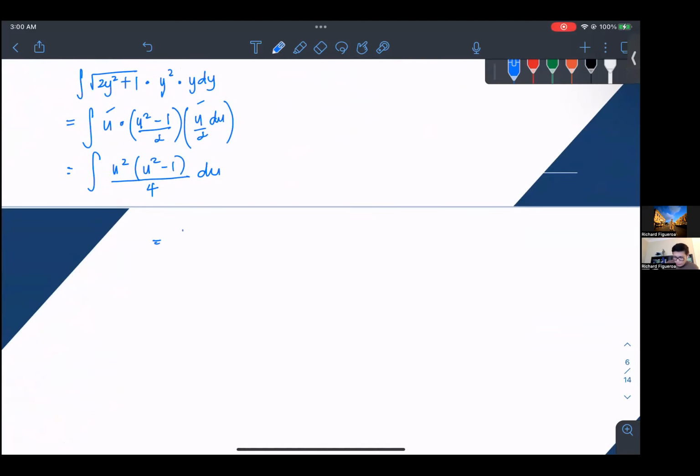So I can move out 1/4. Then the integral of u squared times u squared, that is u to the fourth minus u squared, du. So now we can integrate it. Okay? So it's just power rule. So 1/4, multiply it with u to the fifth over 5 minus u cubed over 3 plus c.